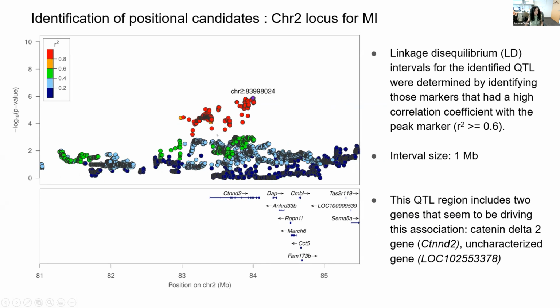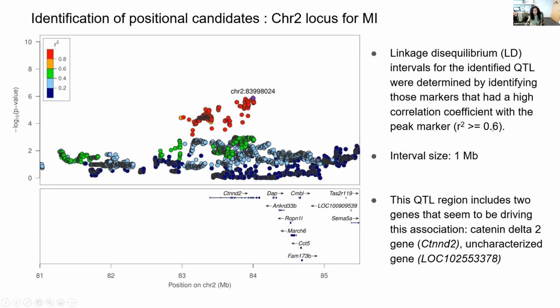And the color of the dots represents the LD r-squared of the top SNP with the other neighboring SNPs. And so the red color indicates that these SNPs are in high LD with the top SNP. And so in order to determine the QTL intervals, what we've done is we have identified those markers which are in high LD with the top SNP.